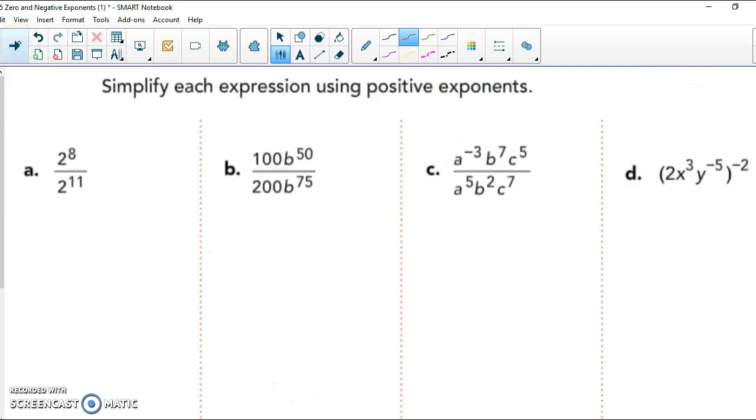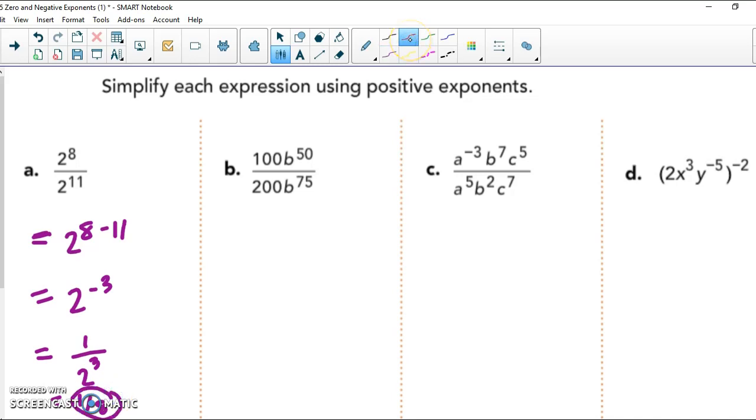So let's try a couple here. I have 2 to the 8th divided by 2 to the 11th. So my property tells me that I can keep my base and subtract my exponents. So you might remember from a previous lesson we said we always subtract in order from top to bottom. So 8 minus 11 would be 2 to the -3rd power, which would simplify to 1 over 2 cubed, and 1 over 2 cubed is 1/8.